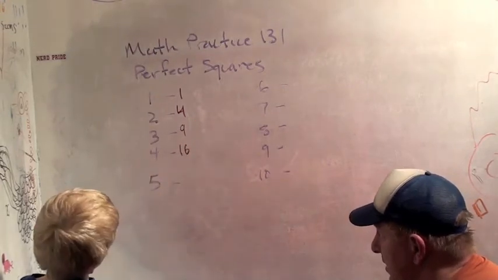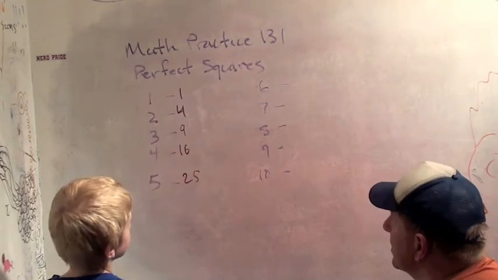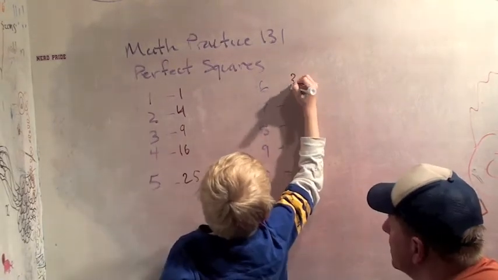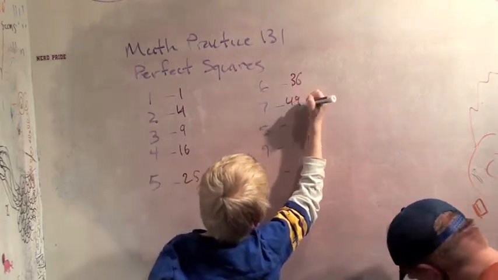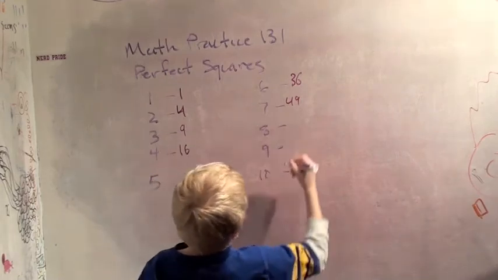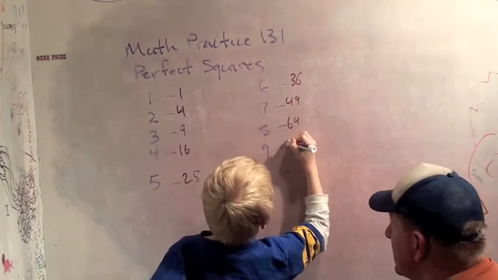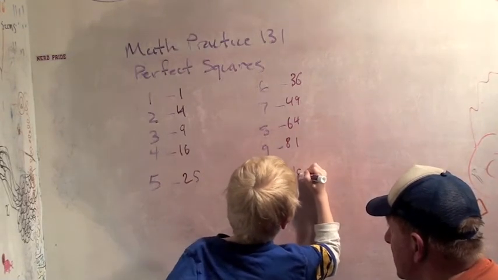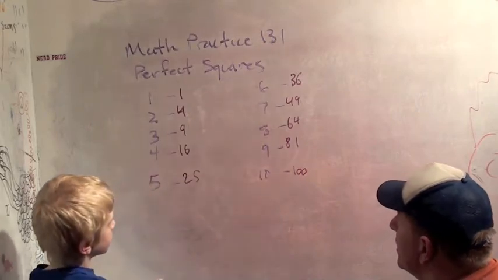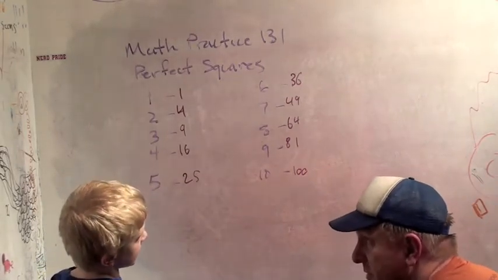16. Nice. 5 times 5 is? 25. 6 times 6 is? 36. 7 times 7 is? 49. 8 times 8 is? 64. 9 times 9 is? 81. And 10 times 10 is? 100. Okay, awesome. So it sounds like you know some of your perfect squares pretty well, right?